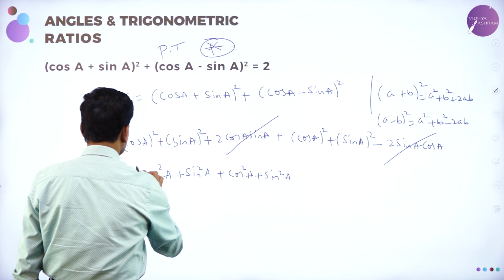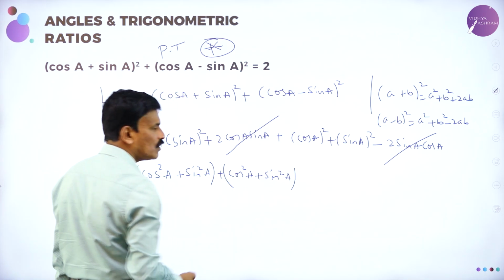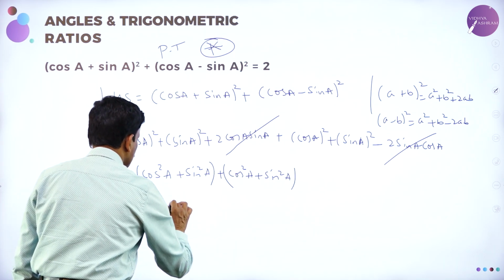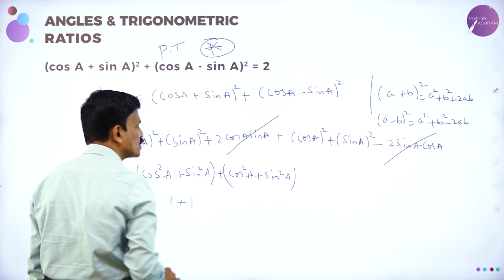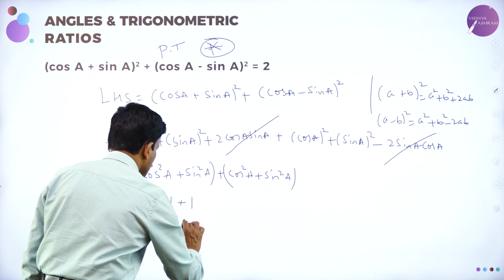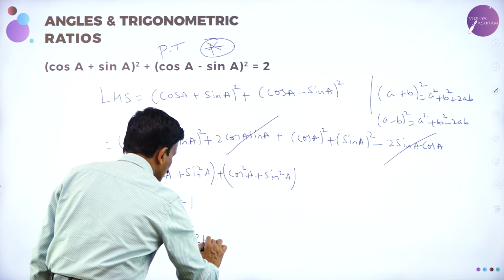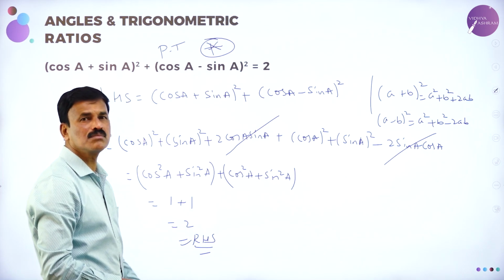Now let us group these two. Now what is cos square theta plus sin square theta? 1. Again cos square theta plus sin square theta is 1. 1 plus 1 is equal to 2, which is the required RHS. That's it. Very simple for 2 marks.